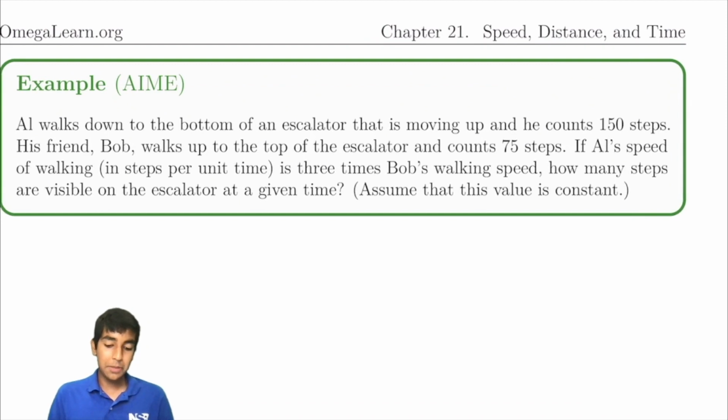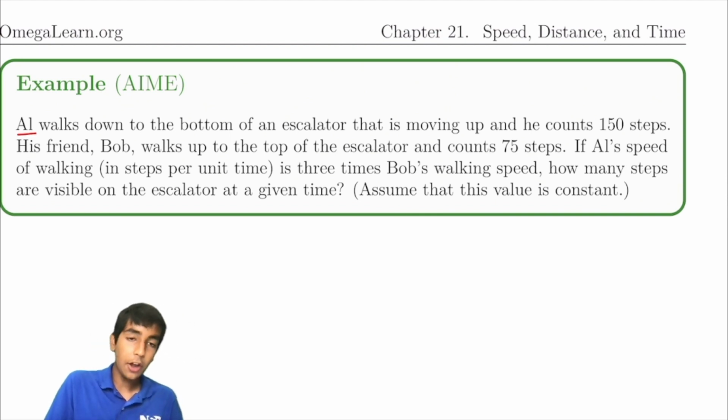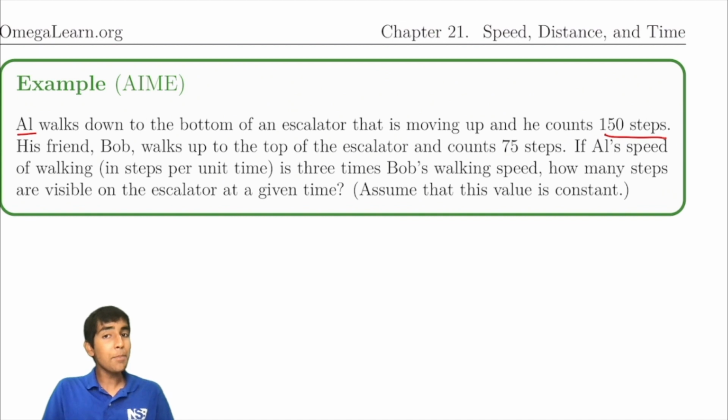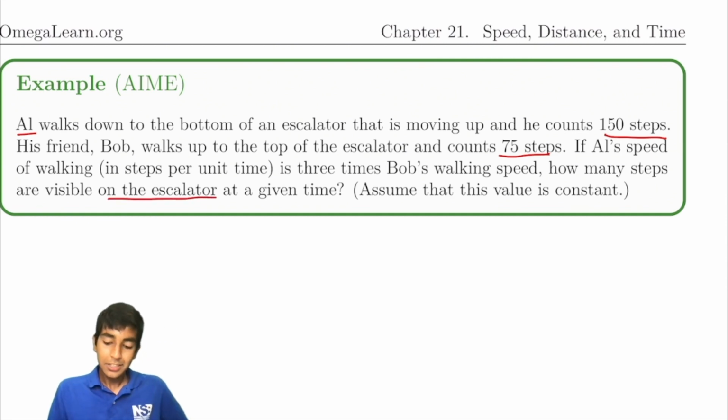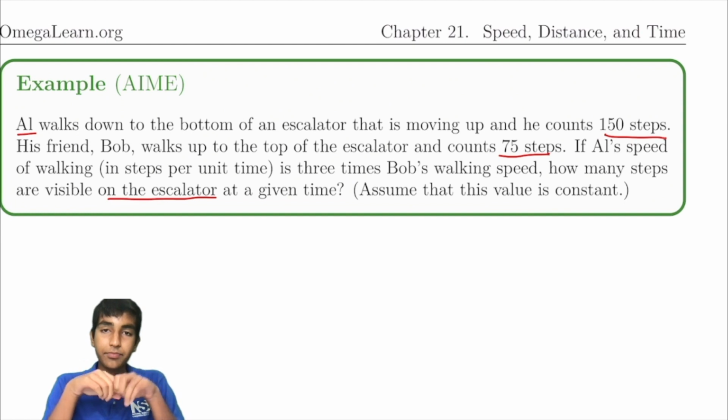Al walks down to the bottom of an escalator that is moving up, and he counts 150 steps. His friend Bob walks up to the top and counts 75 steps. If Al's speed of walking is 3 times Bob's speed, how many steps are visible on the escalator at a given time? So this is an interesting problem.